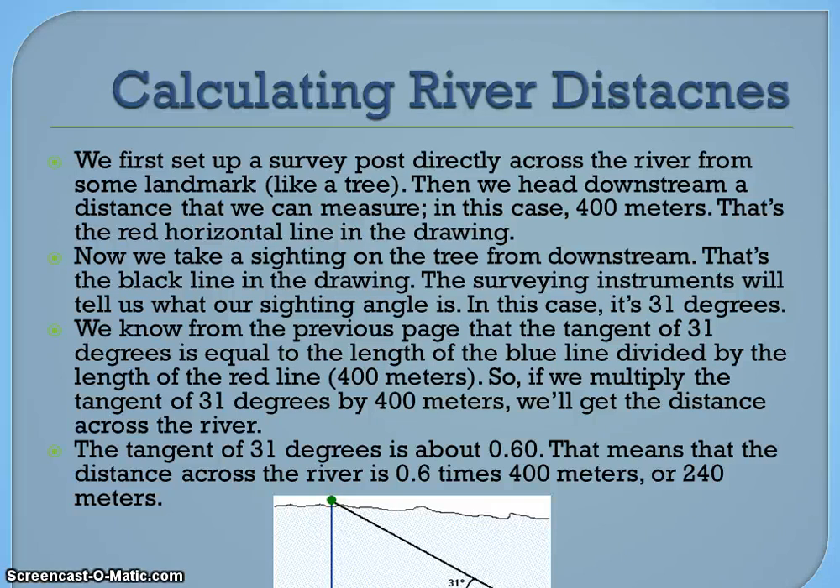We know from the previous page that the tangent of 31 degrees is equal to the length of the blue line divided by the length of the red line, which is 400 meters, which is given by trig ratios. So if we multiply the tangent of 31 degrees by 400 meters, we will get the distance across the river. The tangent of 31 degrees is about 0.60. That means that the distance across the river is 0.6 times 400 meters, or 240 meters.